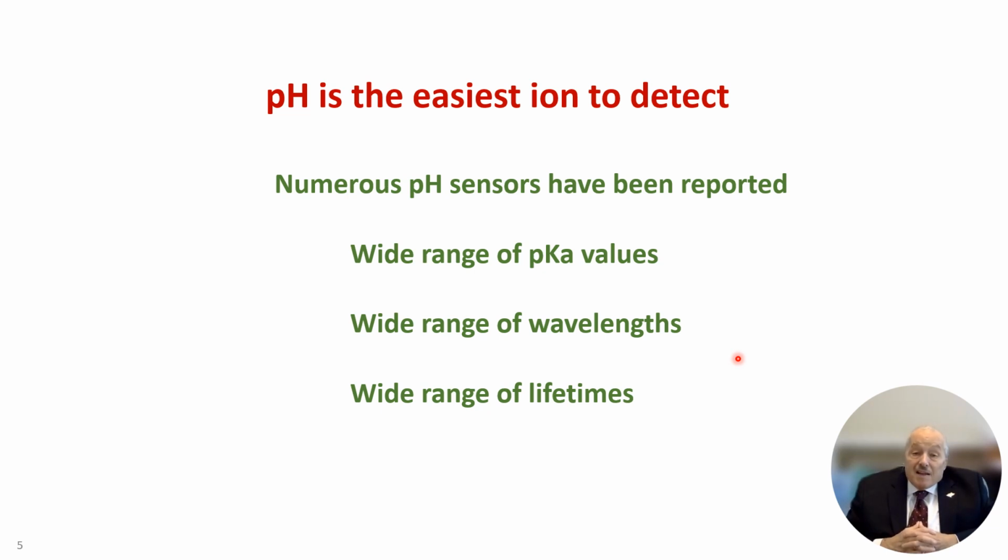Many pH probes have been reported. That's the easiest ion to detect. Looking at the literature, you'll find a wide range of pKa values, a wide range of wavelengths, a wide range of lifetimes. So it can be relatively easy to select a pH probe, but there are some things that should be considered.